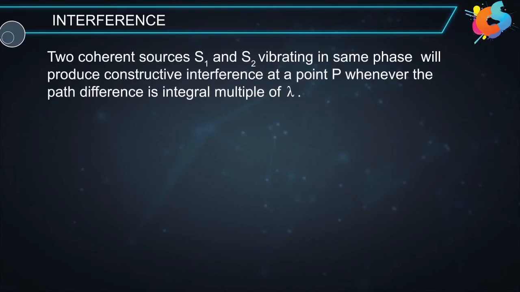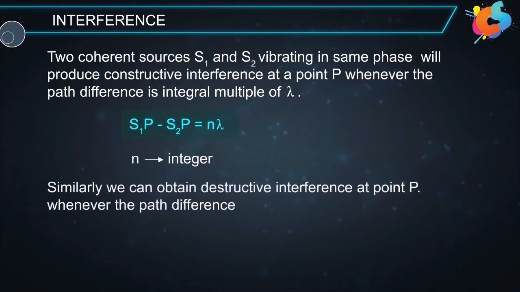Two coherent sources S1, S2 vibrating in the same phase will produce constructive interference at point P whenever the path difference is an integral multiple of λ. That is, S1P minus S2P is equal to nλ, where n is an integer. Similarly, we can obtain destructive interference at point P whenever the path difference is S1P minus S2P equals (n + 1/2)λ, where n is an integer.